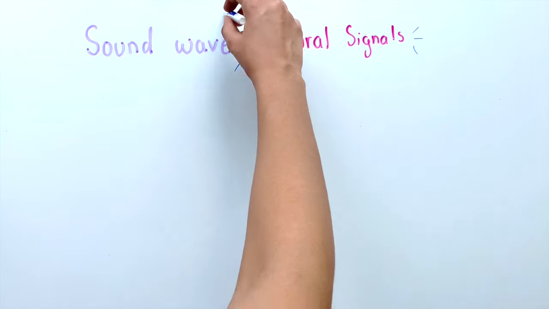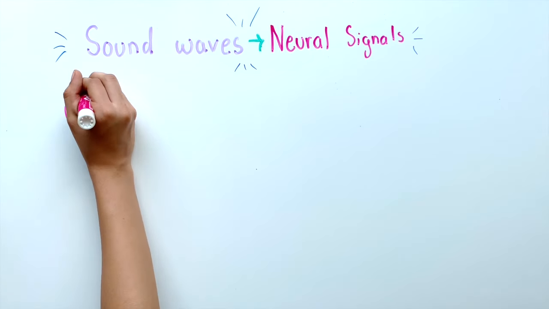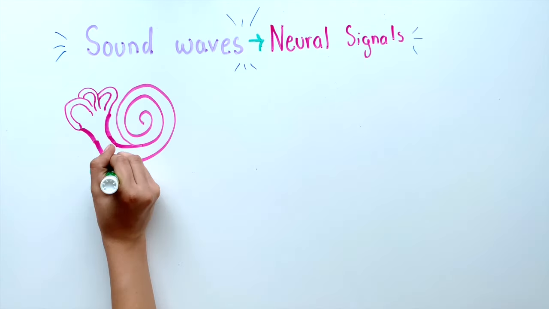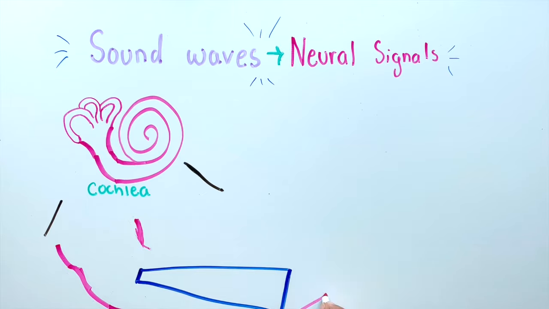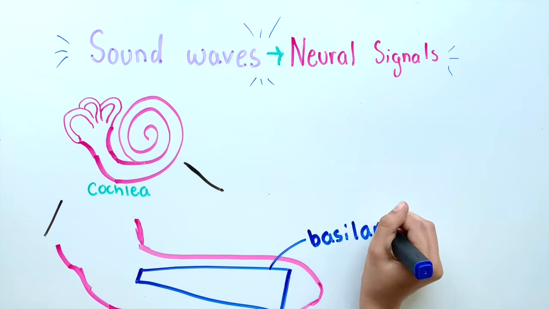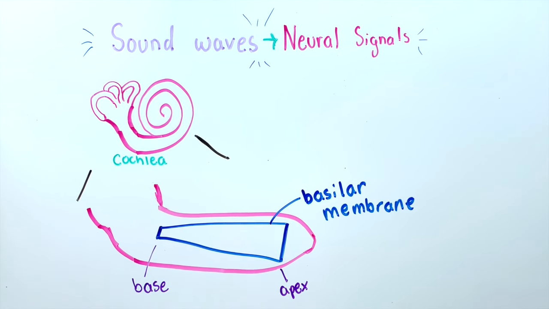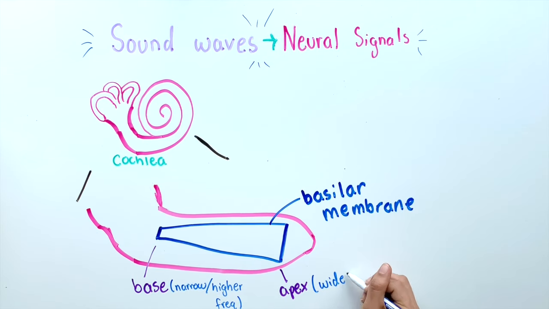The process involves the movement of hair cells on the basilar membrane, which is located in the cochlea. The cochlea is the fluid-filled coiled tube in the inner ear, and if we uncoil the cochlea, it's evident that the basilar membrane vibrates differently across the length of the cochlea, making it sensitive to different frequencies of vibration. The basilar membrane is wider at the apex than at the base, so at the base, which is more narrow, we hear higher frequencies, and at the apex, which is more wide, we hear lower frequencies.